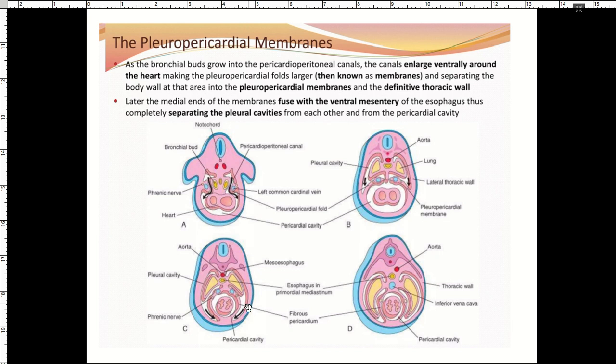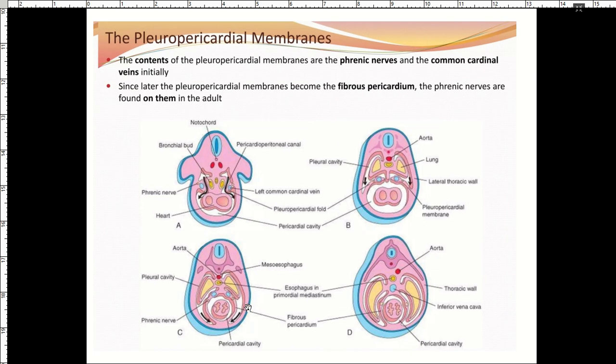Right. So later the medial ends of this membrane fuse with the ventral mesentery, thus completely separating the pleural cavity from the pericardial cavity. What are the contents of the pleuropericardial membranes?